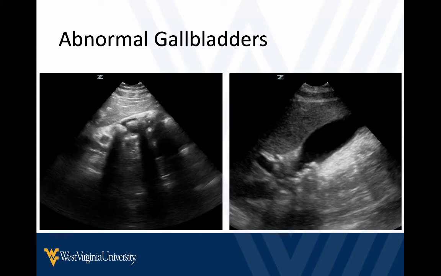Jumping right into some abnormal examples. So here we just see tons of stones everywhere with these dark black shadows. We still see a nice thin, well-defined gallbladder wall, so that's a good sign. And hopefully we fan through here and see if the portal vein looks normal.